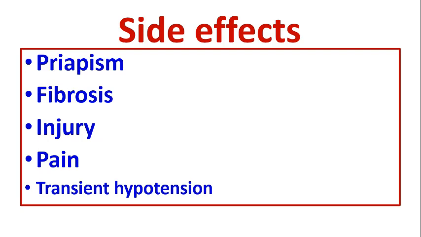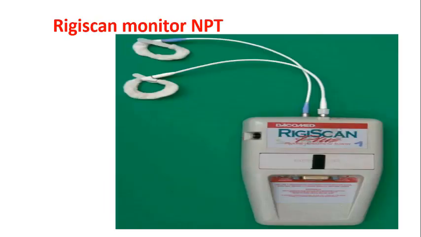However, intracavernous injection is associated with different side effects, including prolonged painful erection called priapism. Fibrosis is associated mainly with papaverine. Injury of the nerve or blood vessel. Pain, which is associated only with prostaglandin A1. And transient hypotension due to escape of the vasoactive drugs from the penis into the circulation.